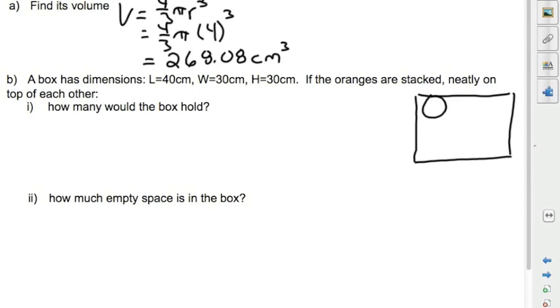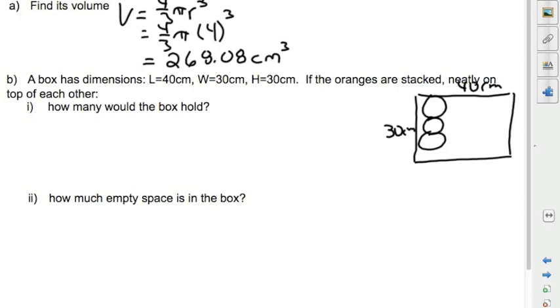So the question is, if this is 40 centimeters long and 30 centimeters wide, how many oranges can we stack in one layer? How many oranges can we fit down here? 30 centimeters. So that's the height. 3. Well, 3 back-to-back oranges is only 3 times 8, which is 24. We can't quite fit a fourth orange in there, right? It only needs 6 more centimeters.